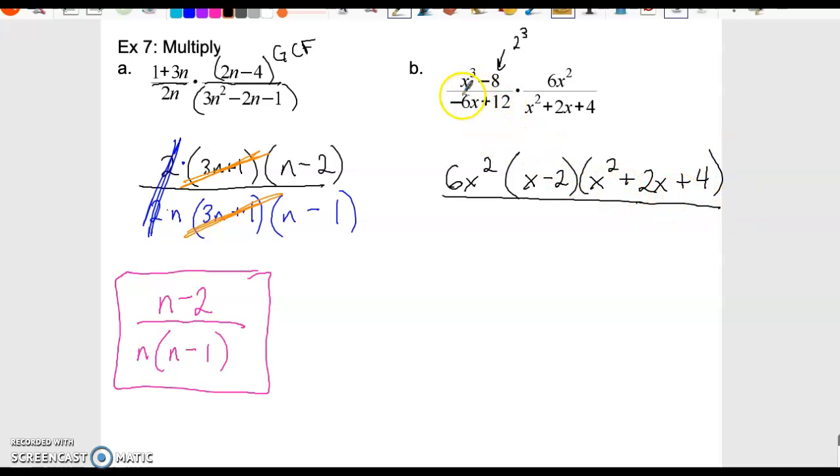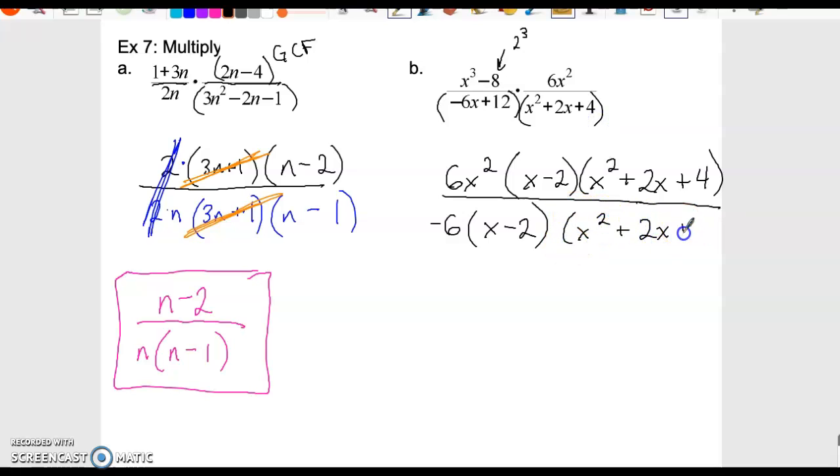And then in the denominator, I have two things. I have the greatest common factor, so I would factor out a negative 6, just because I want to see that this would be x minus 2 inside. And then this, oh, I don't think this is factorable, so let's just leave it alone.